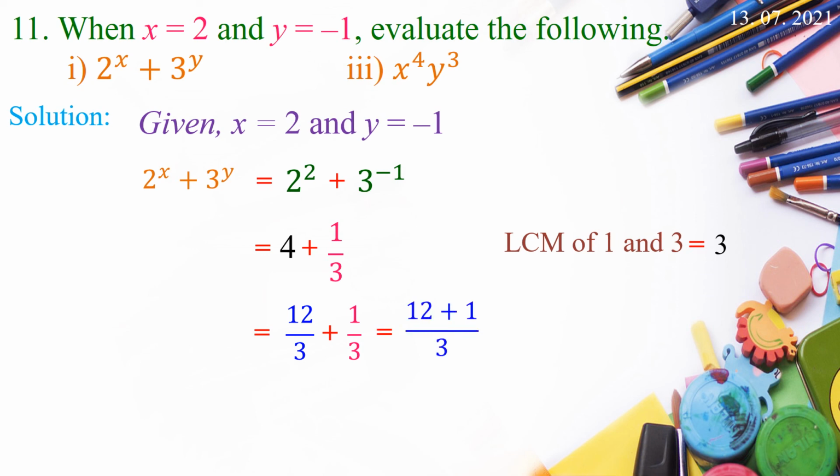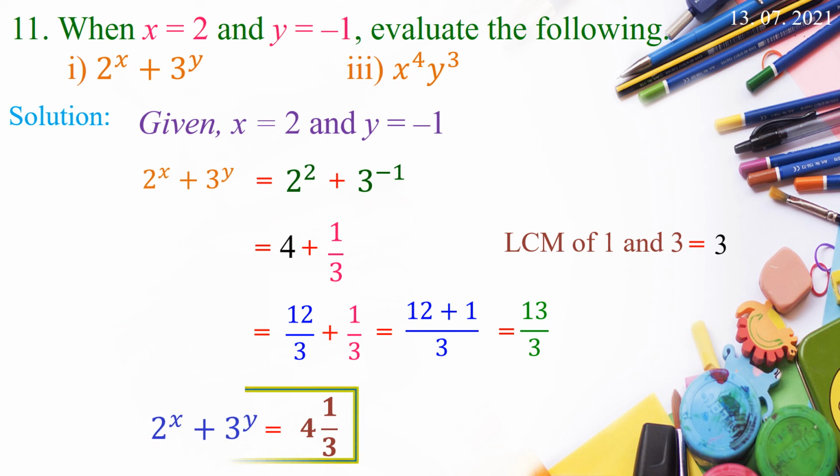Denominators are common, so we can add the numerators, and adding we get (12 plus 1) by 3, which is equal to 13 by 3. So 2^x plus 3^y is equal to 4 1 by 3. 13 by 3 can be written as 4 1 by 3. As 13 by 3 is an improper fraction, it is converted into a mixed fraction. Therefore, the solution is 4 1 by 3.